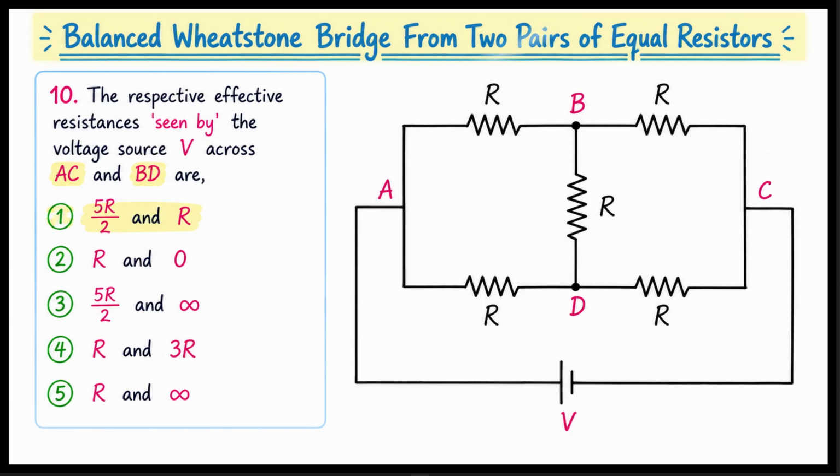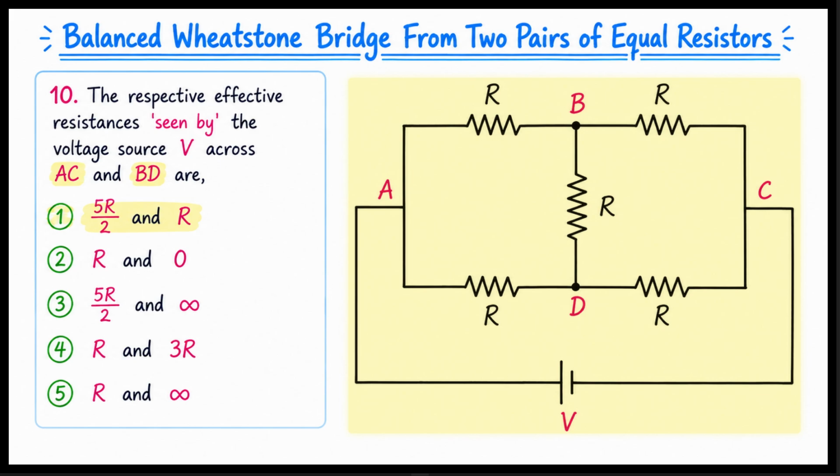Question 10 is the final network question, and it is a beautiful example of the equipotential trick in action. The diagram shows a voltage source V connected across terminals A and C, with 4 resistors of resistance R forming a Wheatstone bridge-like configuration. 2 resistors are in parallel between A and B, 2 in parallel between D and C, and a single resistor sits between B and D. The question asks for the effective resistance seen by the source across AC and also across BD. Those are 2 different numbers, so we have to do them separately.